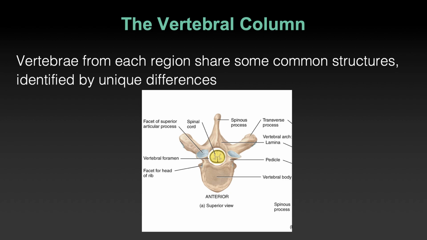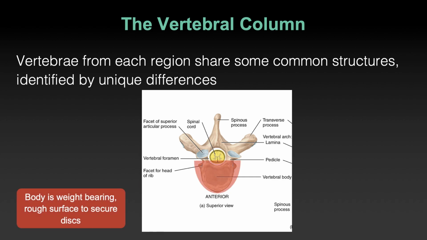This is a general vertebra shown here. They all share the same general shape. They all have an enlarged body. The body is what stacks on top of the intervening vertebral discs and makes the column. This is what supports the weight of the body.